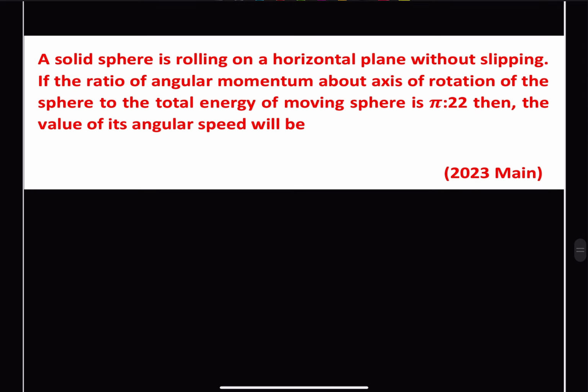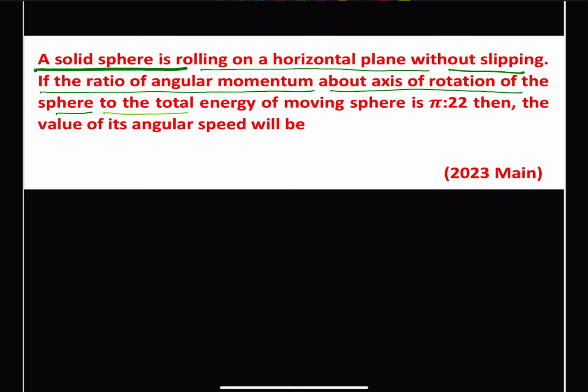It states that a solid sphere is rolling on a horizontal plane without slipping. If the ratio of angular momentum about the axis of rotation of the sphere to the total energy of the moving sphere is pi is to 22, then the value of its angular speed will be. So the ratio of angular momentum and the total energy of the sphere is given to us. Angular momentum is about the axis of rotation of the sphere.